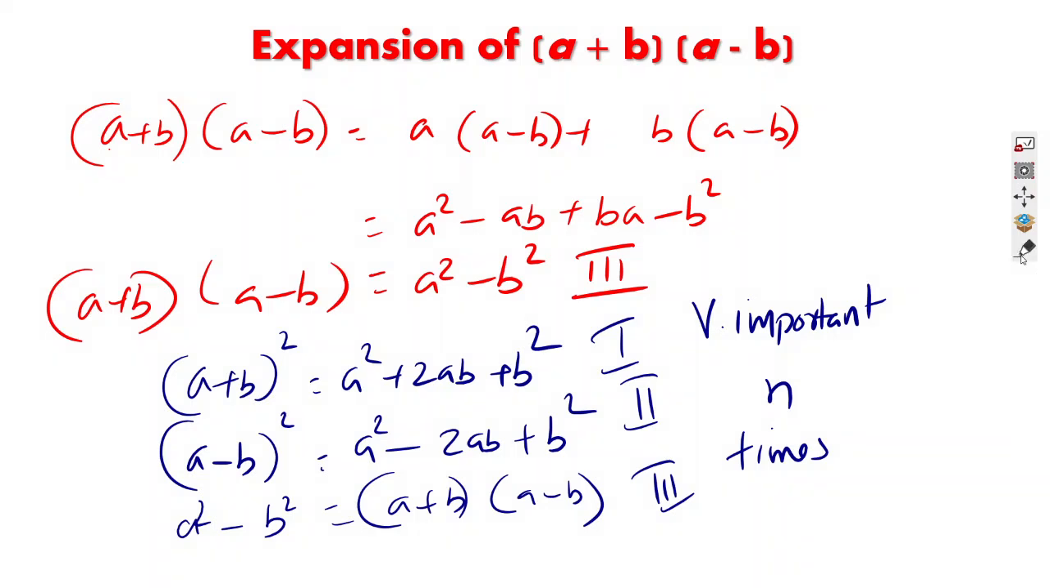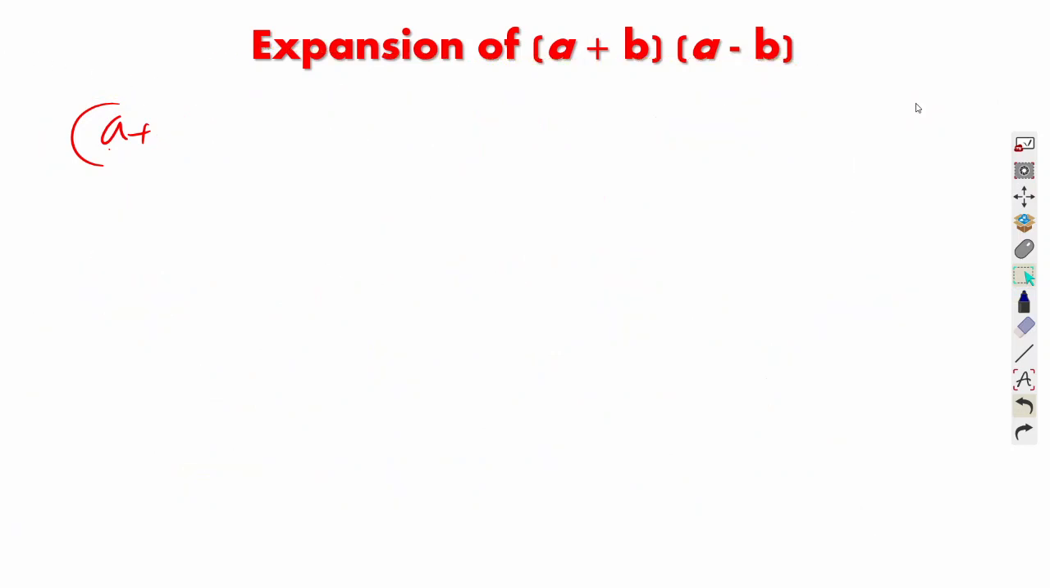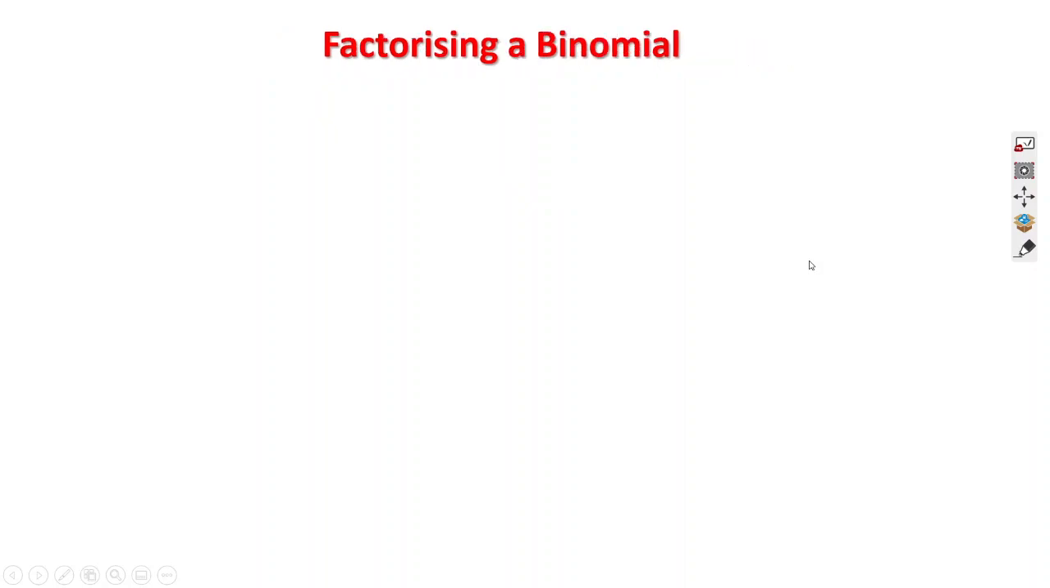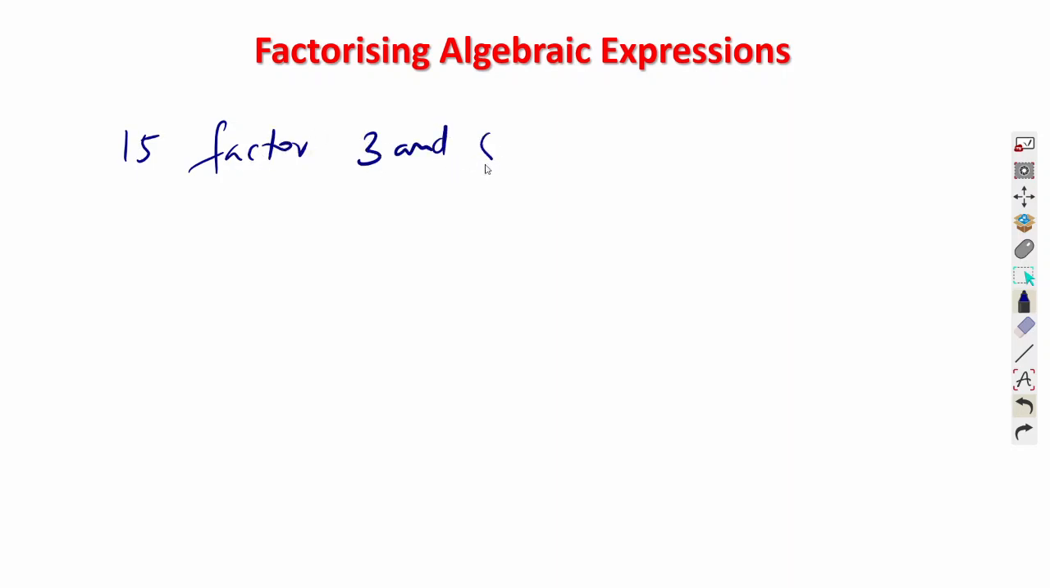Let me go ahead. Factorizing algebraic expressions is something which is remaining, about which you will be getting some idea. I told you at the beginning. We know that 15 has factors. Factors of 15 are 3 and 5. Why? Because 15 can be divided by 3 and by 5. 3 into 5 is equal to 15, so 3 and 5 are factors.